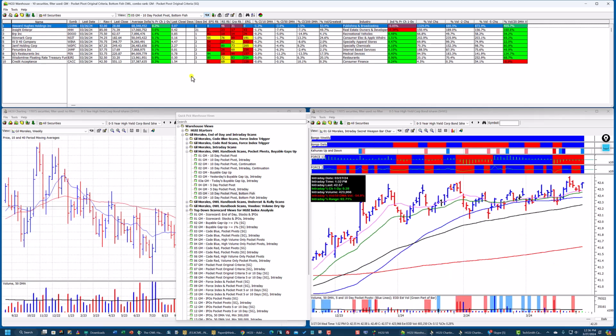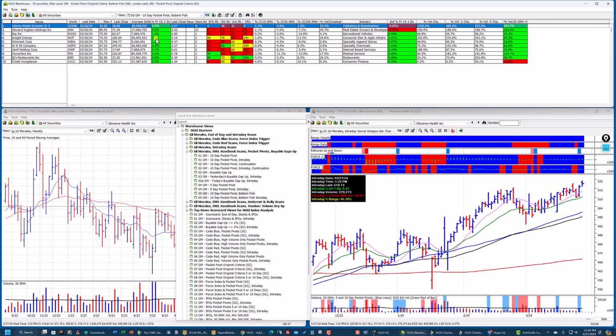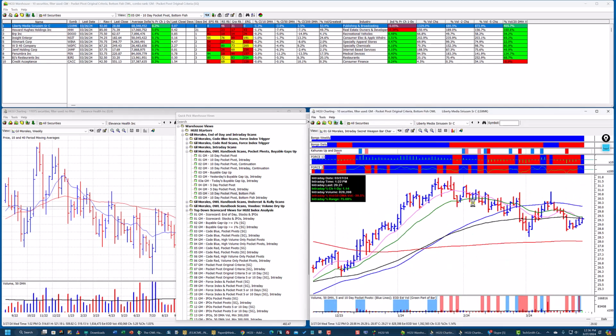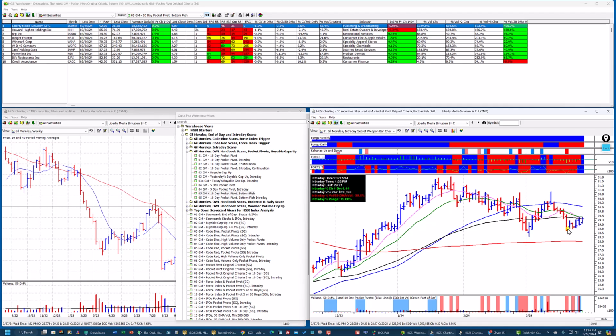Okay, you can see I'm updating right now. Okay, so this may not be a true bottom fish, but compared to where it was before, it is a bottom fish. And you can see what's happening on Liberty Media.